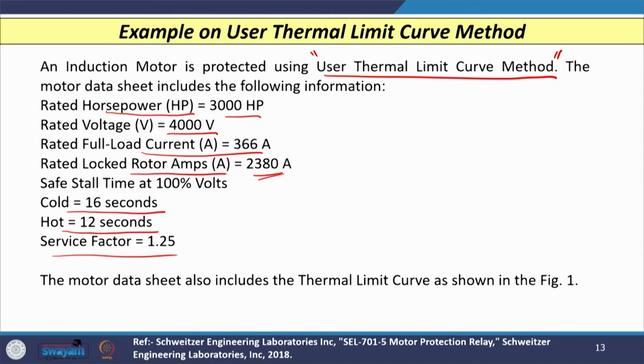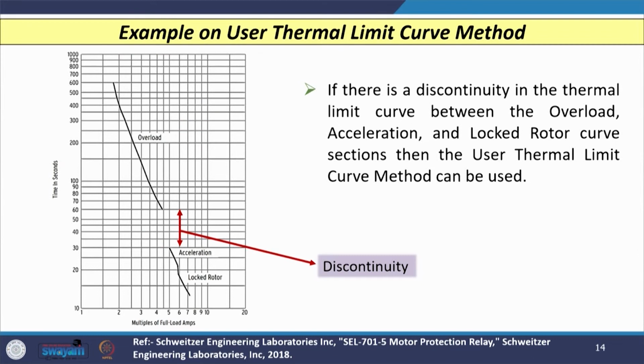So, the motor data sheet also includes, because along with this data the thermal limit curve is also given as shown here in this screen. So, you can see that again in this curve on x axis we have multiples of full load amps and on y axis we have the time in seconds, and in this curve three regions are clearly marked. One is the overload, another is the acceleration and another is the locked rotor. However, you can see that there is a discontinuity in this curve between the overload and acceleration and lock rotor, this two, right. So, that means you can see that discontinuity I have marked with this arrow, right.